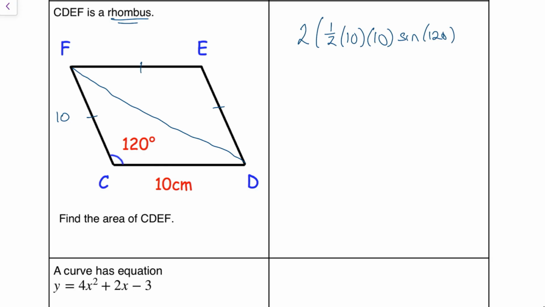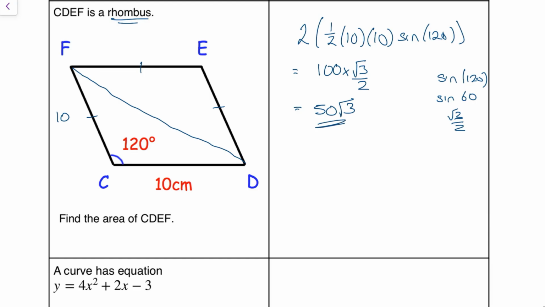I've said this a few times, you may not have got to that yet. This is often the last thing taught on a course. And so that is going to be, well, a half times 2 is 1, 10 times 10 is 100. So that's going to be 100 times sine 120. Now, this could be a non-calculator question, couldn't it? So let's remember that sine 120 is the same as sine of 180 minus 120, which is sine of 60, which is root 3 over 2. So that's going to be the same as 100 times root 3 over 2, which is the same as 50 root 3. And that is going to be my final answer.